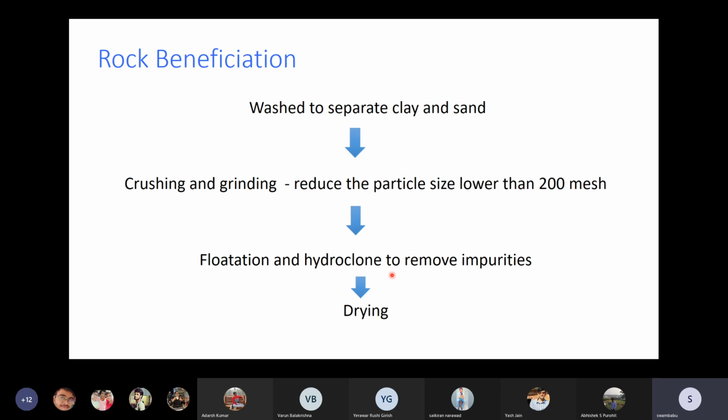After the flotation, the phosphate rock particles are separated using this hydrocyclone. Then, since it has some water, they dry it in rotary dryers or kilns. I will talk about the drying process in the later slides. If I miss it, I will come back and explain how they dry these wet particles on an industrial scale.